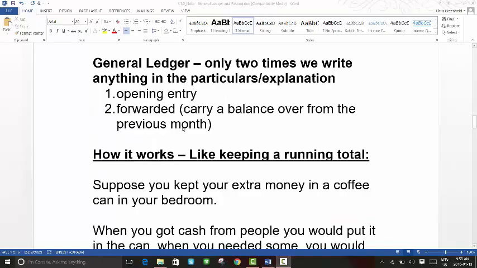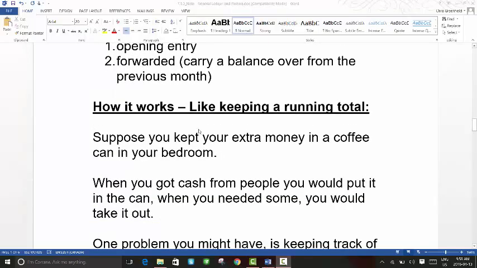So how does a general ledger card or account work? Well, essentially, it's like keeping a running total. Suppose you kept your extra money in a coffee can in your bedroom. When you got cash from people, you would put it in there, and when you needed a little bit of extra spending money, you would take it out.